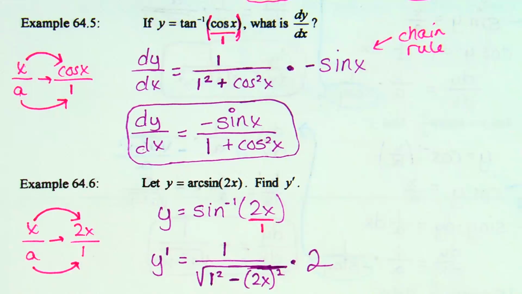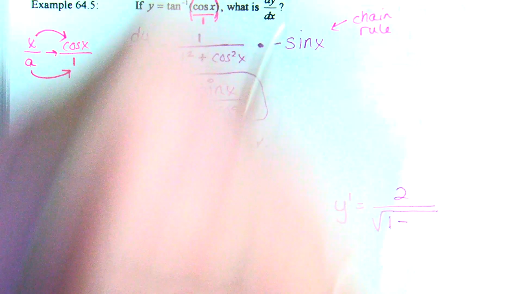So, clean this up. And that's as far as you can go there. So y prime is that 2 I'm going to put in the numerator over the square root of 1 squared, which is 1, minus 2x quantity squared, which could be rewritten as 4x squared.